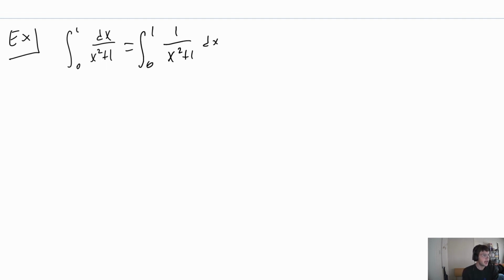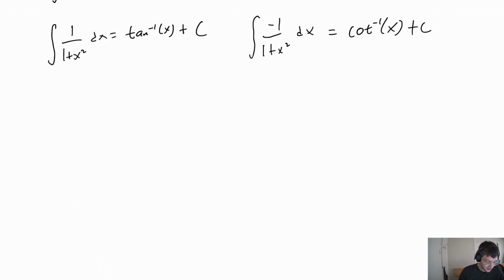Okay, so how do we solve a problem like this? Well, we know we're going to take an antiderivative, plug in our bounds, do some subtraction, and call it a day. So the question is, what is the antiderivative of 1 over x squared plus 1? Well, this is something we memorized just 10 or 20 seconds ago.